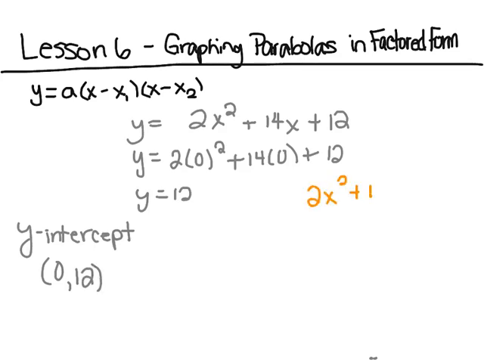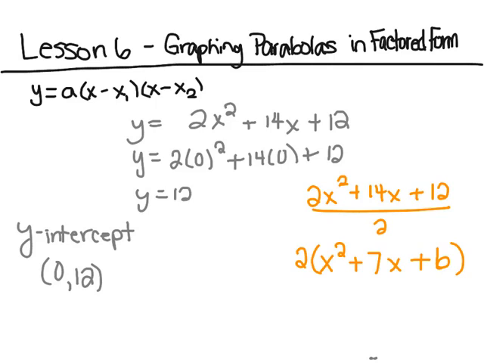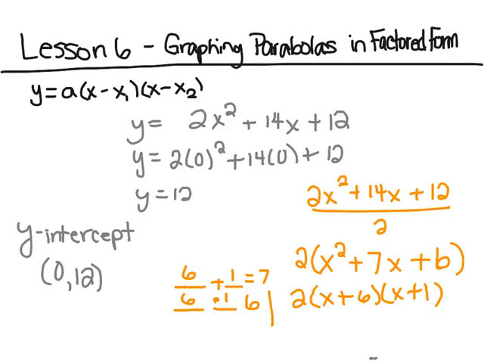Our x-intercept we have to factor. So first we're going to see if we can divide out a common term. We can. It's 2. So divide by 2, we have x squared plus 7x plus 6. Now we are going to find two terms that add up to make 7 and multiply to get 6, and it's 6 times 1. Because a is 1, we can go straight to brackets. So x plus 6, x plus 1. So here is our factored form.